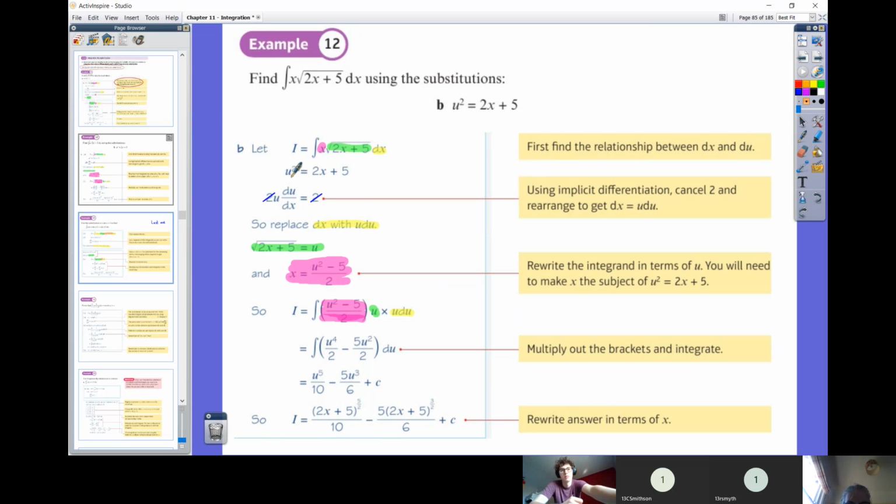Our starting point this time is u squared equals 2x plus 5, because that's the substitution they've asked us to do. So differentiate this. If you remember your implicit differentiation, you get 2u du/dx equals 2. The 2's cancel, and then if we multiply both sides by dx, we're left with dx equals u du. So we can replace the dx with u du.